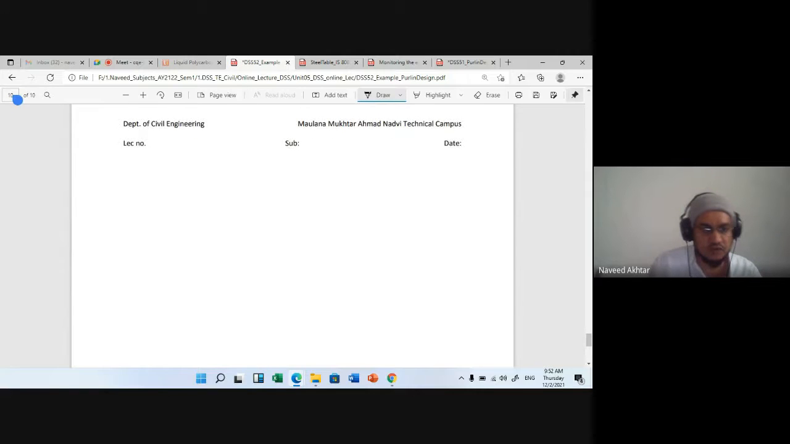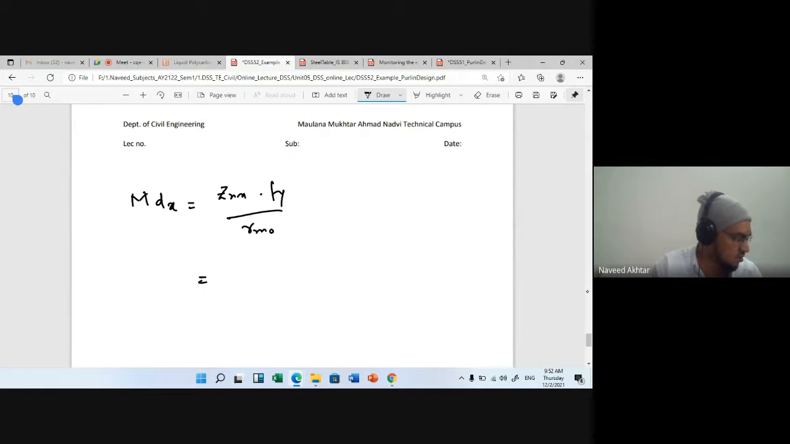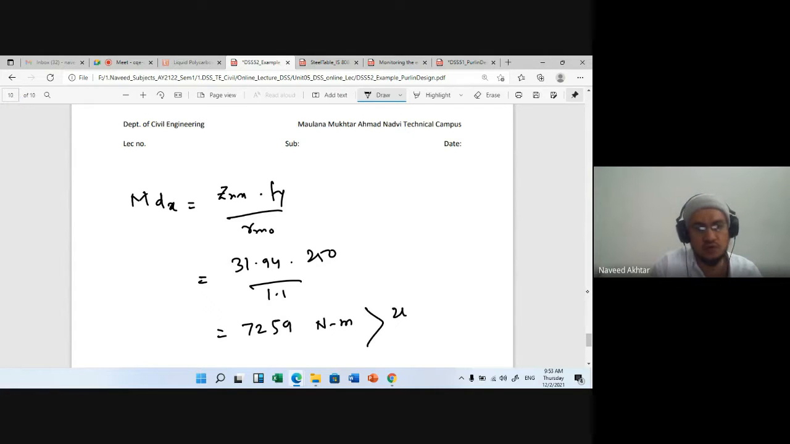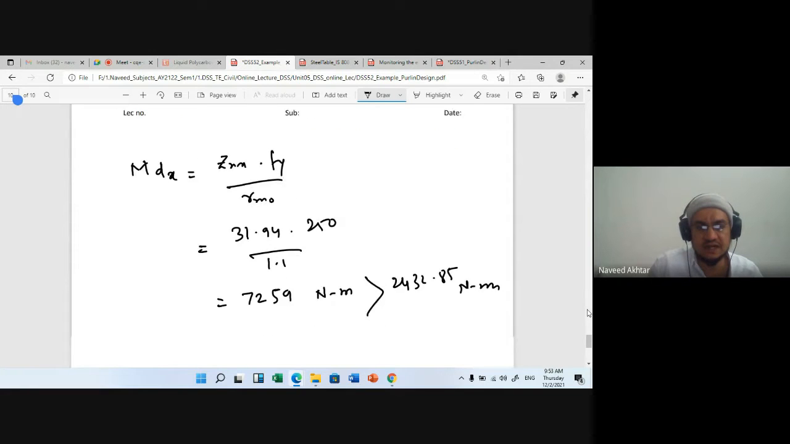Okay. So now we can find out MDX is equal to ZXX into Fy upon gamma M0. So if we write ZXX is 31.94 into 10 raised to 3, Fy is 250 upon 1.1. So it will be 7259 Newton meter, which is greater than 2432.85 Newton meter.